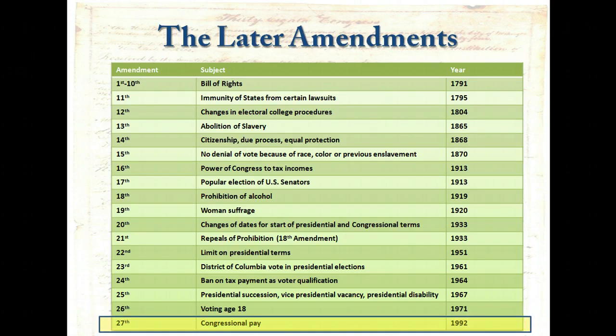The most recent amendment, the 27th, was among the first to be offered by Congress. This amendment forbids members of Congress from raising their own pay during that term. It was proposed in 1789 and ratified nearly 203 years later in 1992.